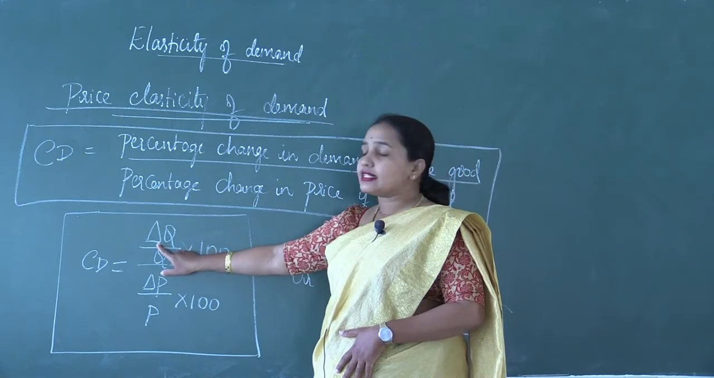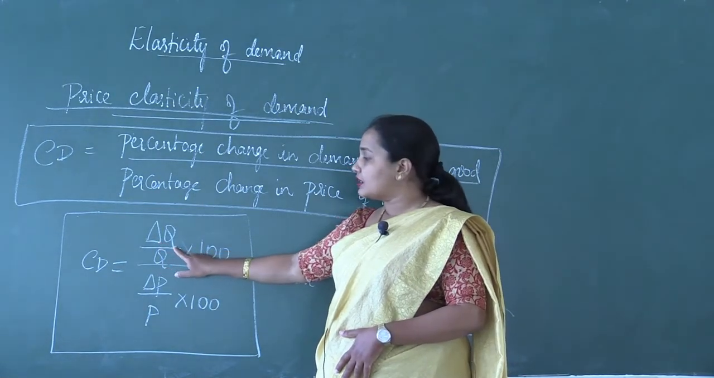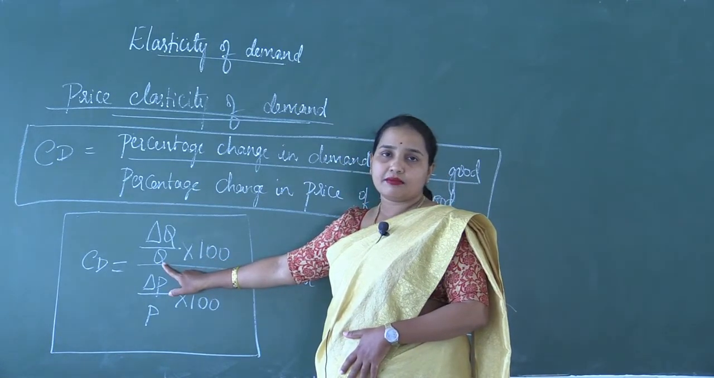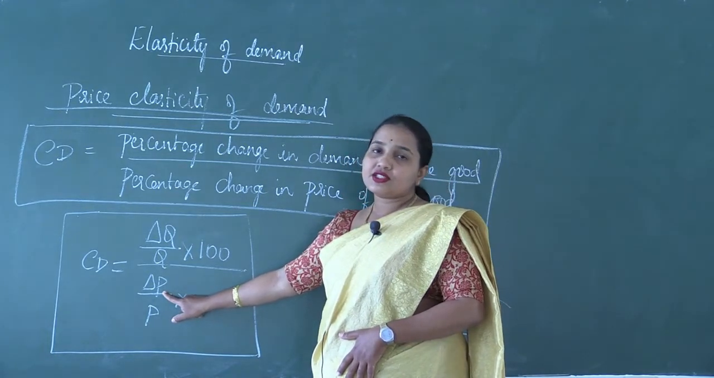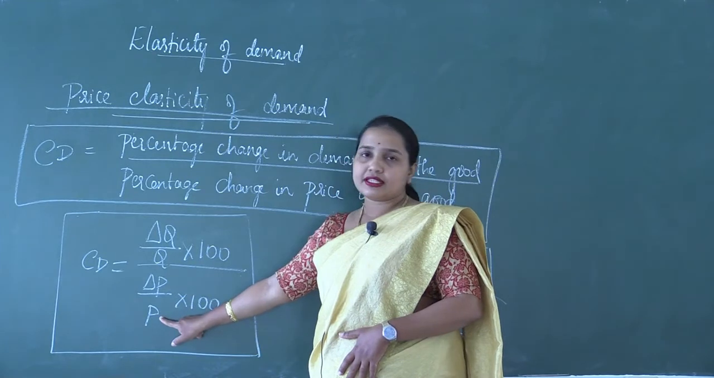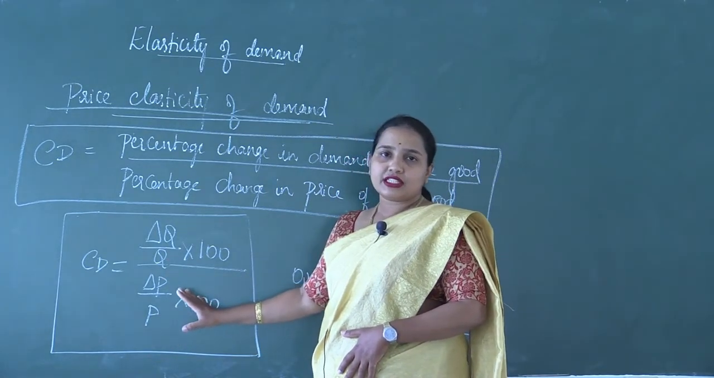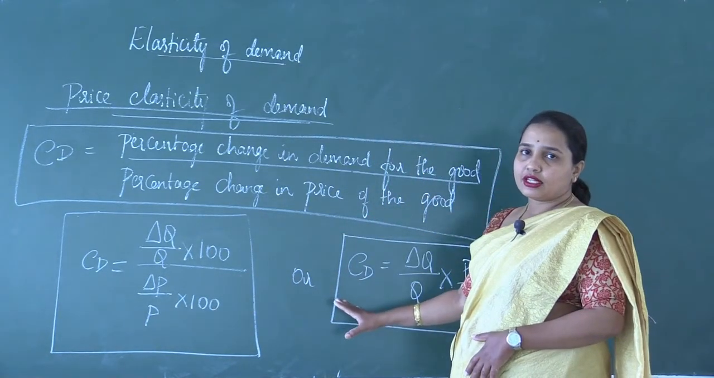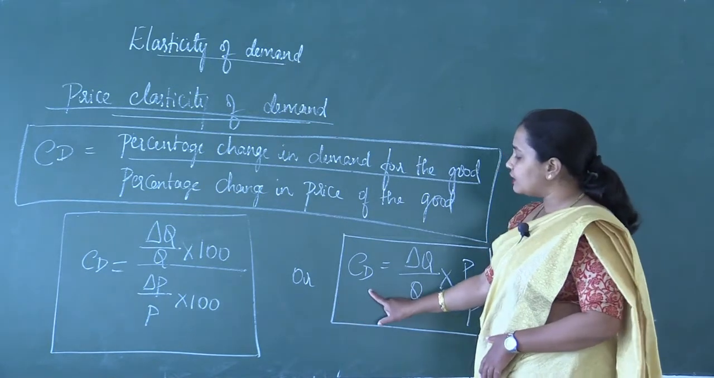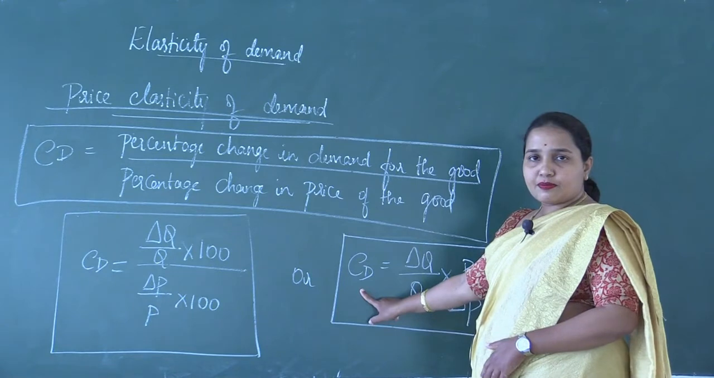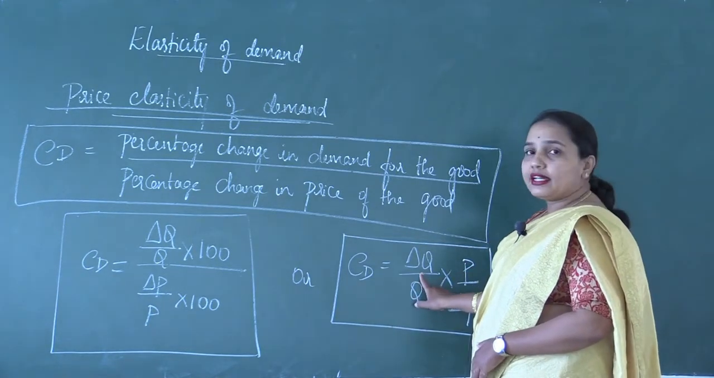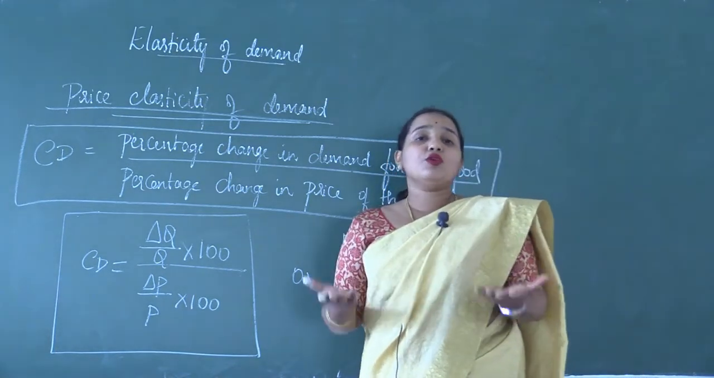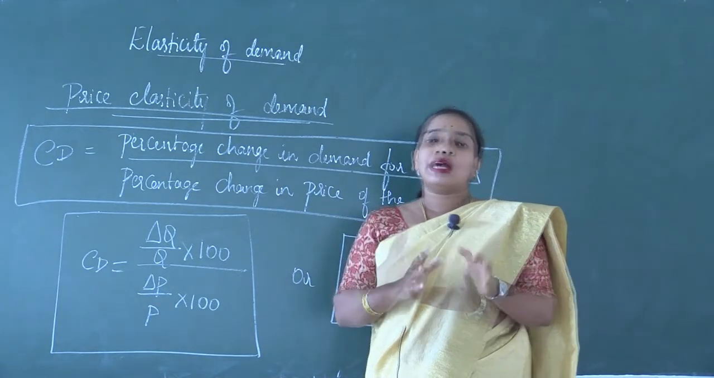In this formula, the symbol delta represents change, so delta Q is the change in the quantity demanded and Q represents initial quantity demanded. Then delta P represents change in the price of a good and P represents initial price. These are the elements that you need to know in the formula. And you have another formula. Any one of these can be utilized to calculate price elasticity of demand. The other formula is ED, that is price elasticity of demand, is equal to delta Q by Q into P by delta P. Let us understand how to calculate price elasticity of demand with the help of an example.